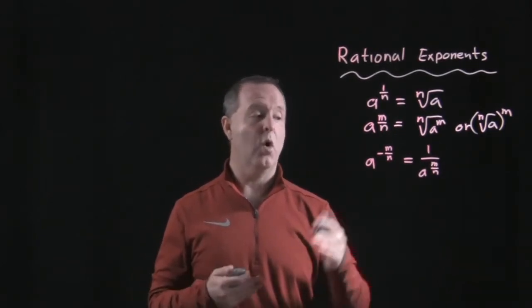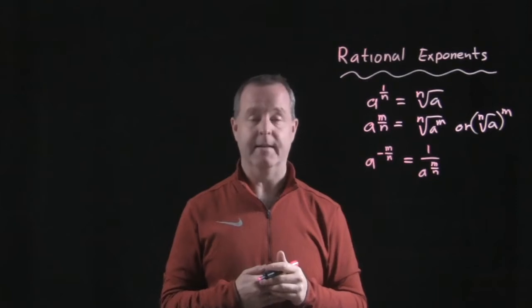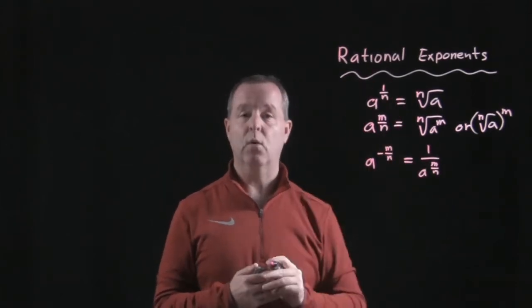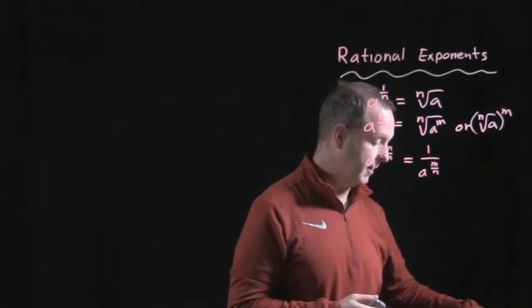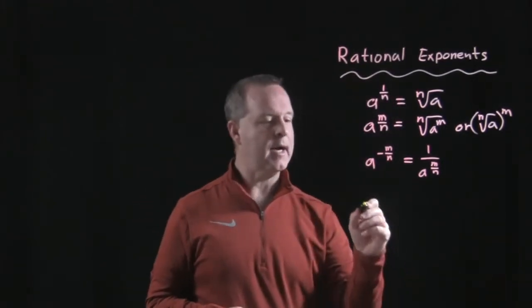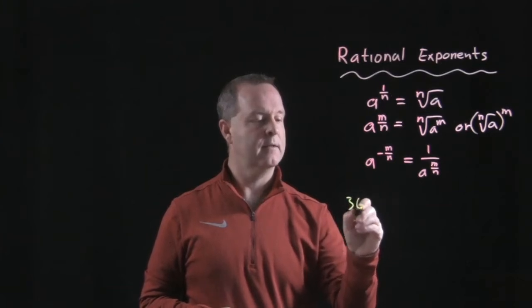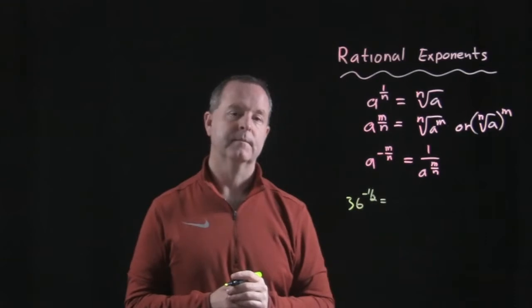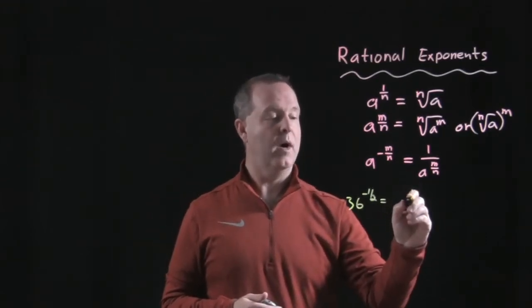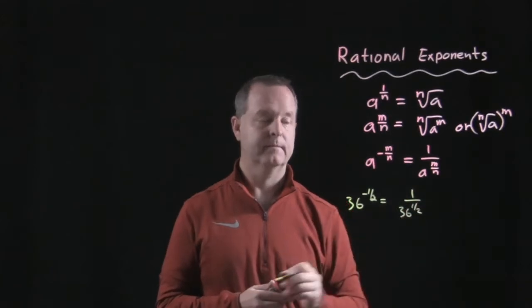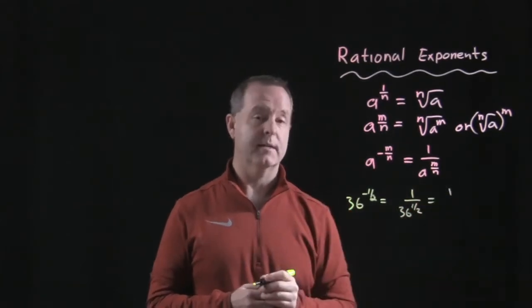So then we have 1 over a to the m/n. And if we just had this, there's no negatives, we can still work through and get a sense of what we're doing. So let's look at a couple examples here. Let's say that we have 36 to the negative 1/2. That becomes 1 over 36 to the 1/2. The 1 is on the top.